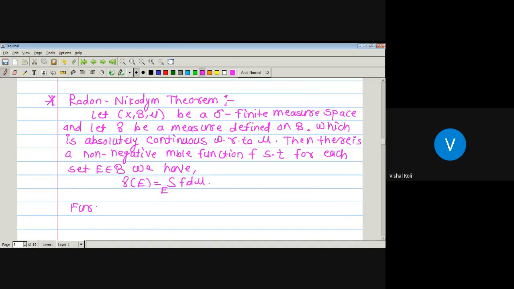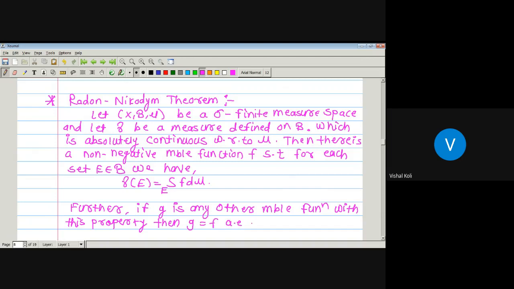Further, if g is any other measurable function with this property, then g is equal to f almost everywhere with respect to the measure mu.